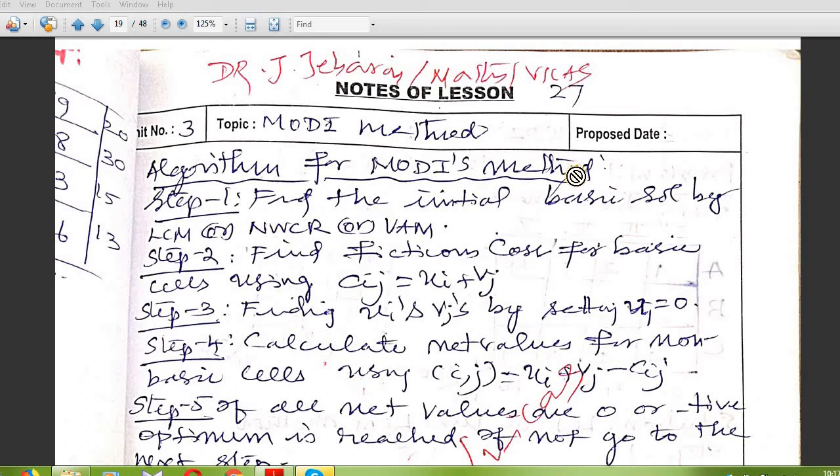Okay, students, today we are going to discuss Modi's method here. We say it is an optimal method. In the previous cases we have studied so many methods. Take for example, we have studied much on that.